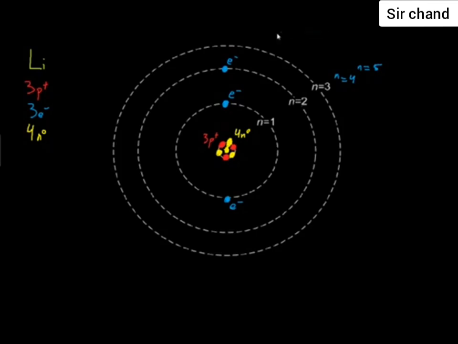Guess what? Those electrons actually have a name. We call those, in chemistry, valence electrons. They have their own name because they are important.